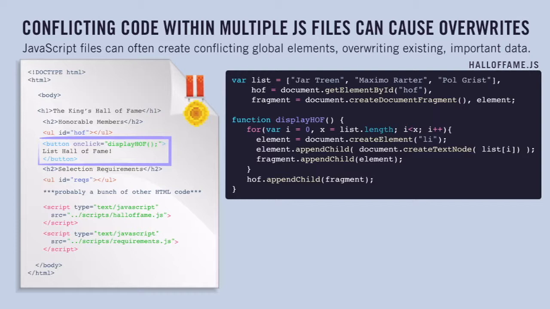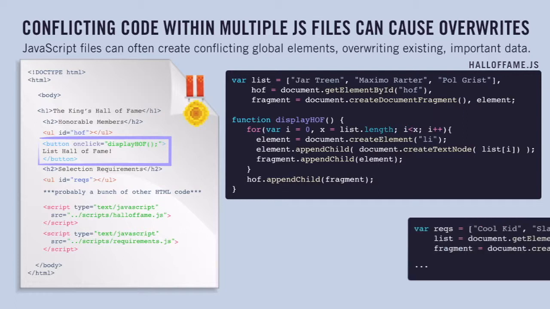So when the button is clicked, that's when the members of the Hall of Fame actually get displayed. Now, what kind of problems might this cause? Well, by the time that both of those script files have been retrieved, loaded, and run, displayHof, the new global function, is going to be in memory and ready to be used upon the click of that button.